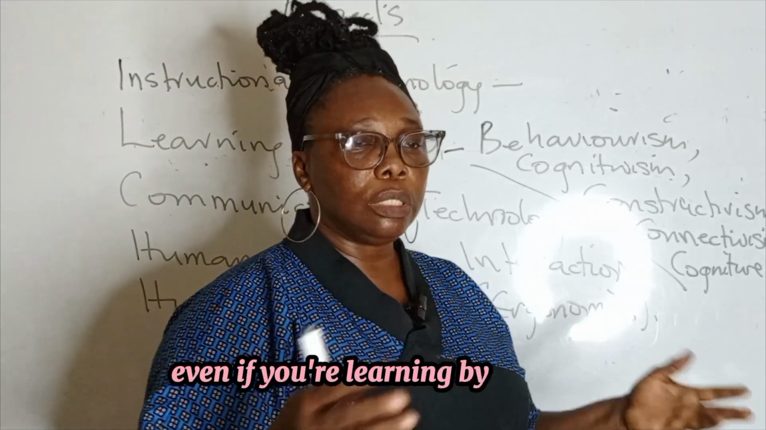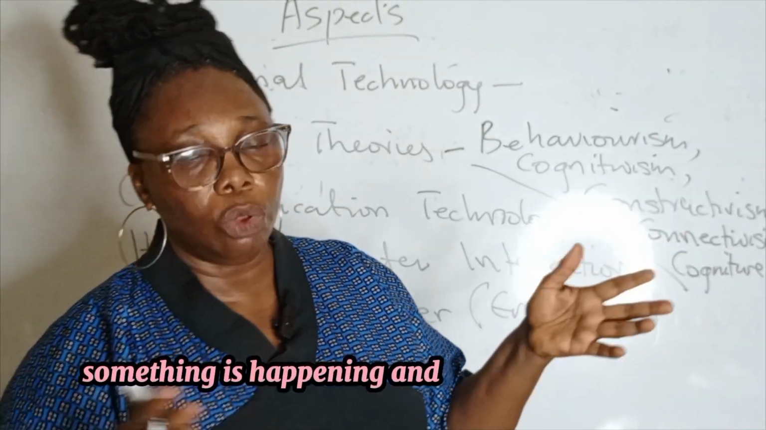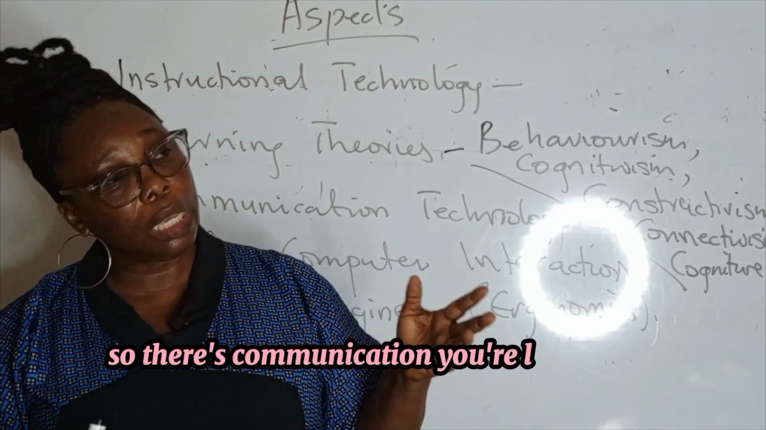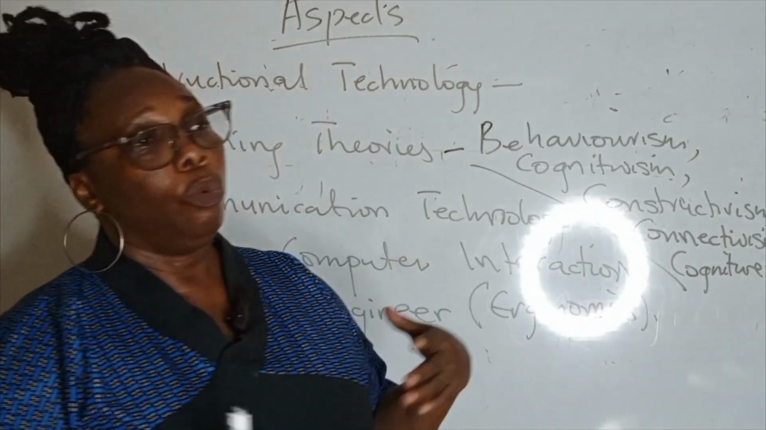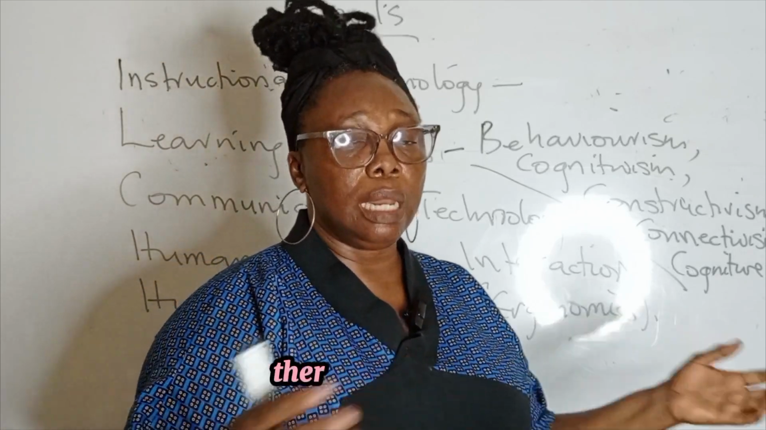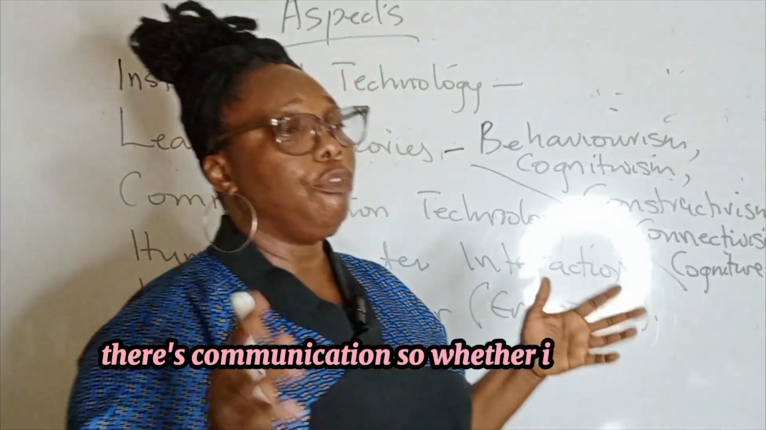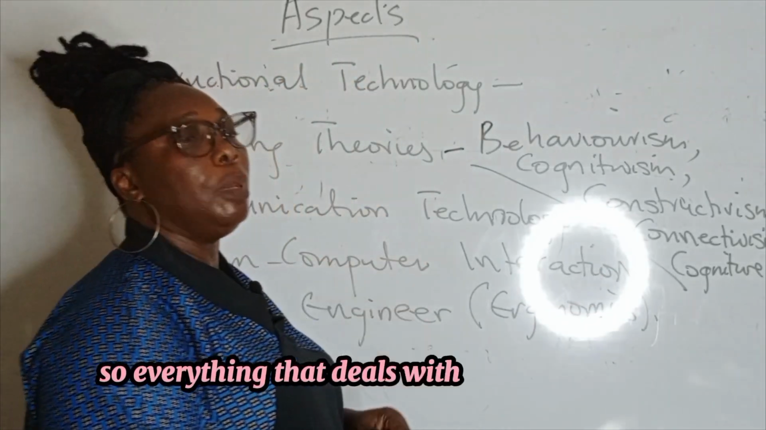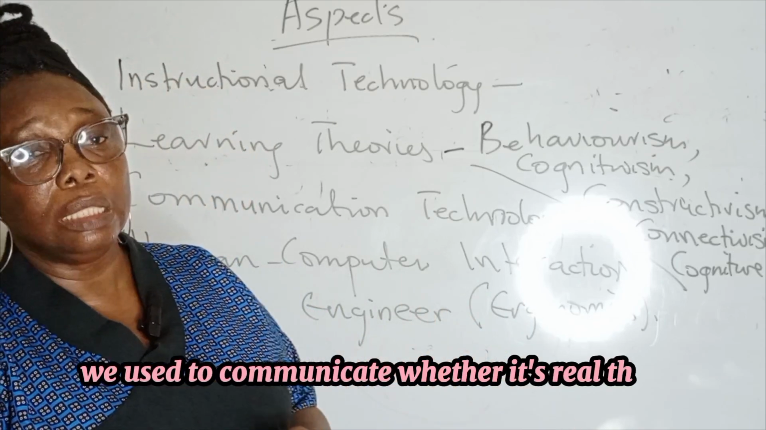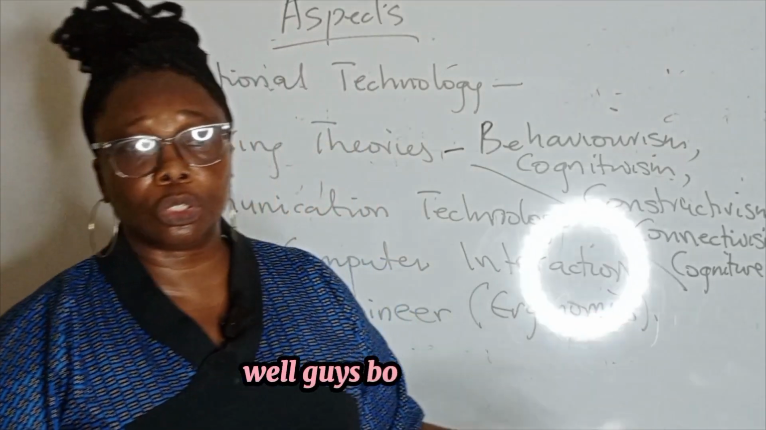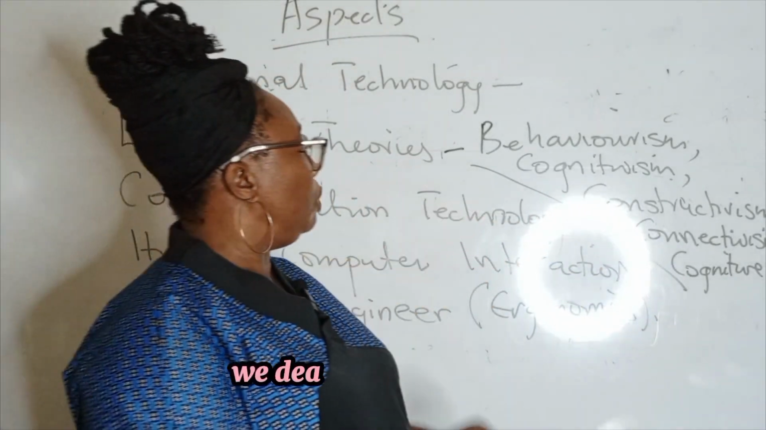Even if you're learning by yourself, for you to look at something and learn, you're communicating with something. Something is happening and you're looking at it. You're responding. There is feedback, so it's communication. If it's in the classroom, there are teachers, there are learners exchanging information, asking questions, answering. So in formal education, everything that deals with communication, all the things we use to communicate, whether it's real things, books, charts, maps, computers, we deal with.